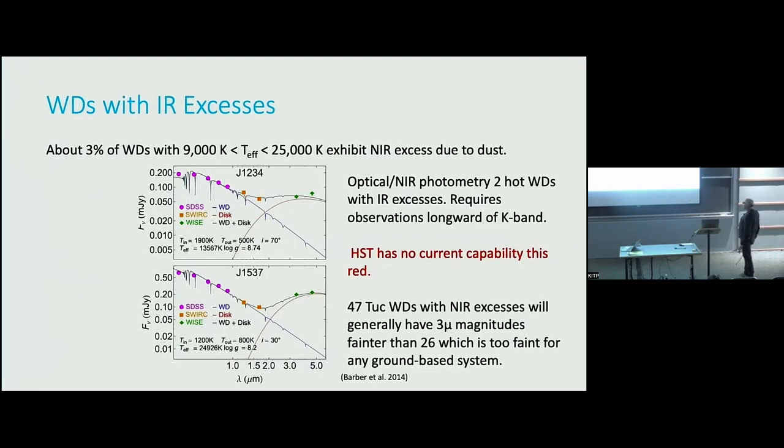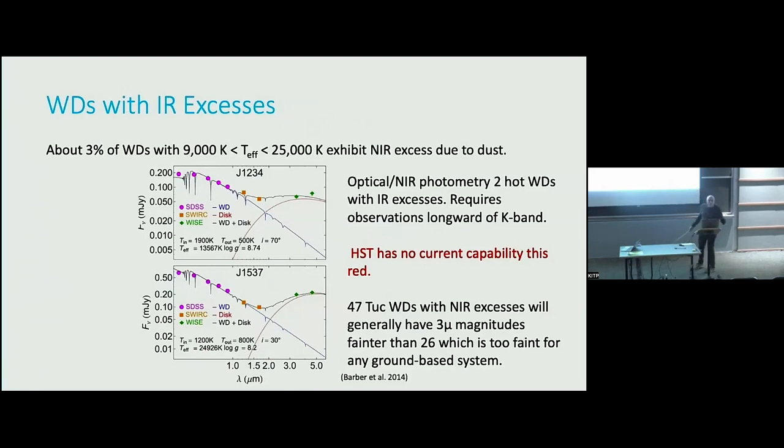As we've been hearing for most of the day today, something like 3% of white dwarfs in the temperature range 9 to 25,000 K have infrared excesses due to dust. Here's an example of a couple of those. The main point is, if these are typical examples, going out to 2 microns really doesn't do the job for you. It's very difficult to measure an infrared excess in these if you only go out to 2 microns. So you really do have to go out to 3 microns or so, or even beyond that.